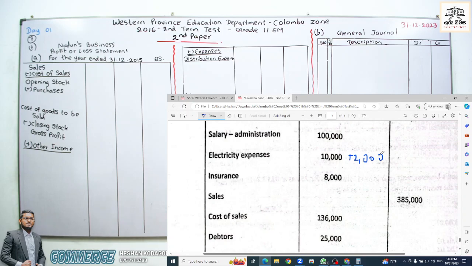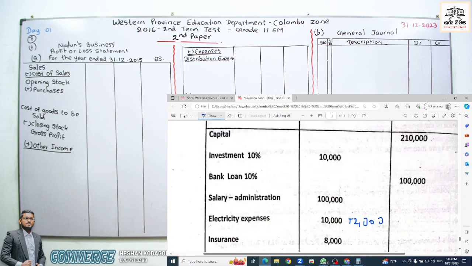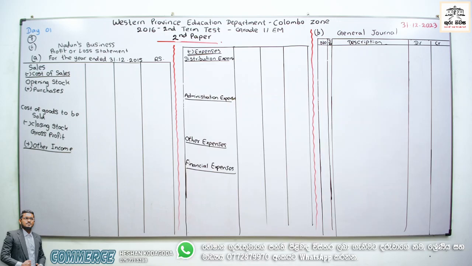Once we add this one, what is the double entry? You know the double entry now. You need to know. So what is the double entry?